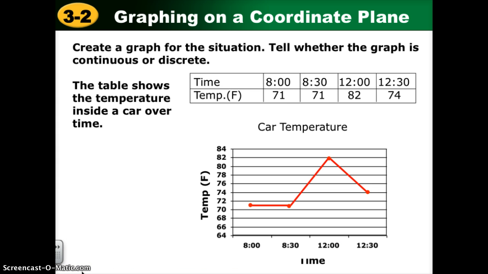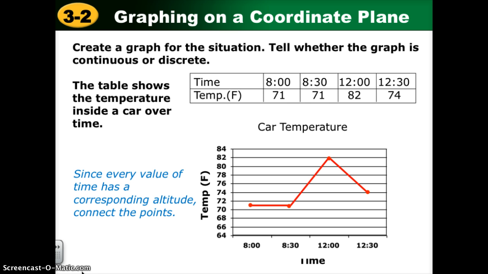Two words we need to discuss are called continuous or discrete. Here's a graph for the situation of a car temperature over a period of time. So the time was measured 8 o'clock, 8:30, 12 o'clock, and 12:30, and the temperature was given at each of those times inside the car. You can see that at 8 o'clock it was 71 degrees, and at 8:30 it was still 71 degrees. By 12 o'clock it was up to 82, and by 12:30 it had dropped to 74.